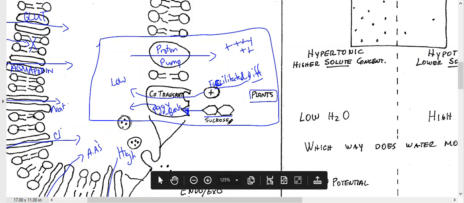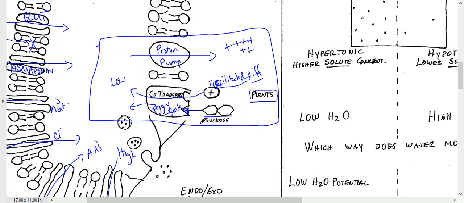So it's like a win-win situation here. The cell has to pump protons just to bring them back in and piggyback sucrose along with it. So this is called co-transport.